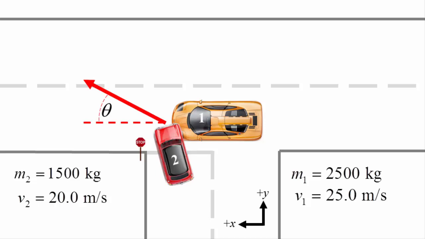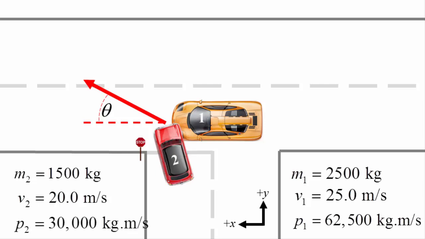Now, the initial momentum of Car 1 is equal to the product of its mass and its initial velocity, which comes to 62,500 kilograms meters per second. The initial momentum of Car 2 is equal to the product of its mass and its initial velocity, which comes to 30,000 kilograms meters per second.